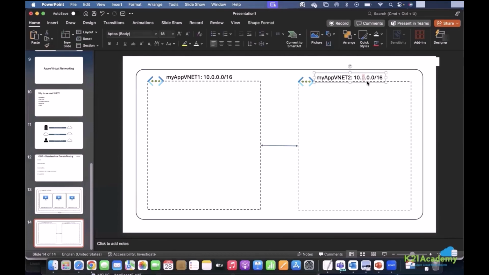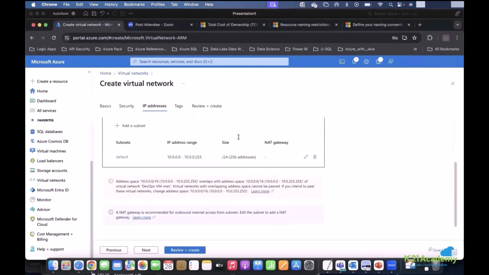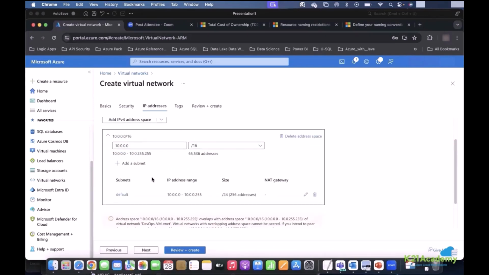I can say, okay, 10.1.0.0/16, and this one is 10.0.0.0/16. So that way, both the VNets can have a unique IP address range and they are ready to connect with each other. So whenever we are planning to establish any communication between networks, we always need to check the IP range.